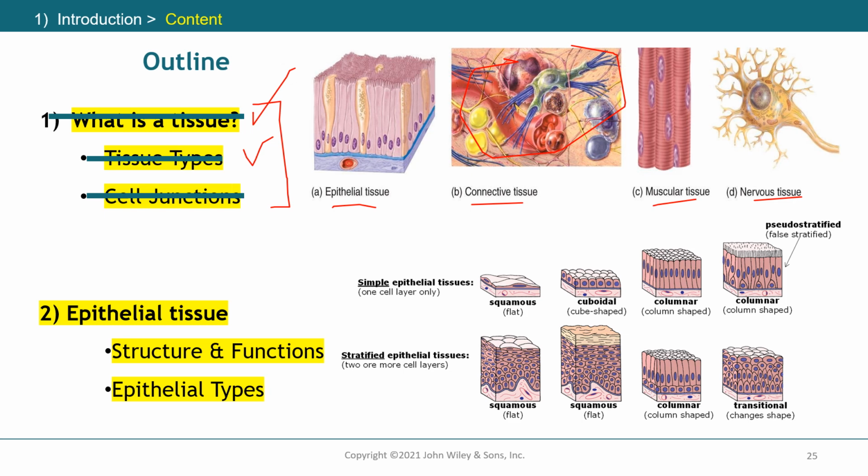In addition, you should know what a cell junction is, and remember that they are multi-complex proteins that allow two cells to attach to each other. Now we're going to move into the second section of the class, which is the epithelial tissue.